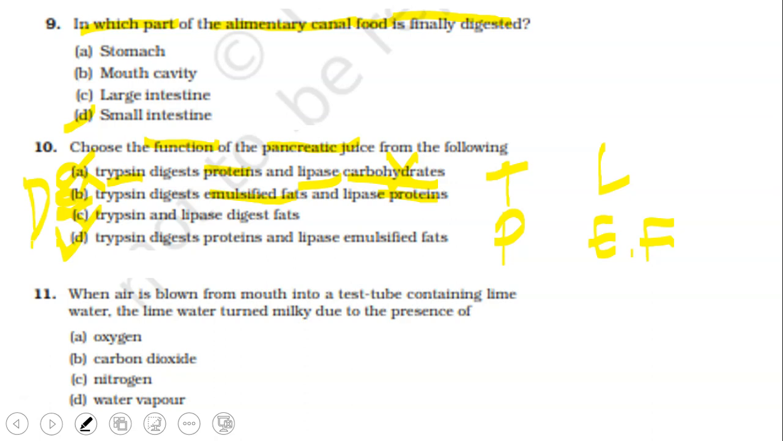11th question. When air is blown from the mouth into a test tube containing lime water, the lime water turns milky due to the presence of... This is based on an experiment given in the textbook. The lime water turns milky due to carbon dioxide, and many other substances turn milky in color when carbon dioxide acts on them. And if you don't know this, use simple logic. When air is blown from the mouth, the air we blow out is carbon dioxide, because we take in oxygen and we give out carbon dioxide. So through that logic and the concept I just mentioned, the answer is B, carbon dioxide.